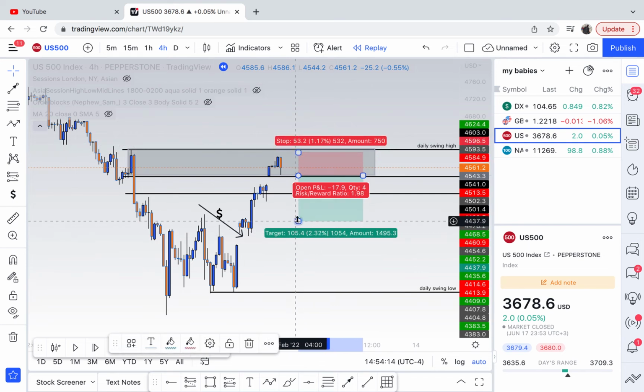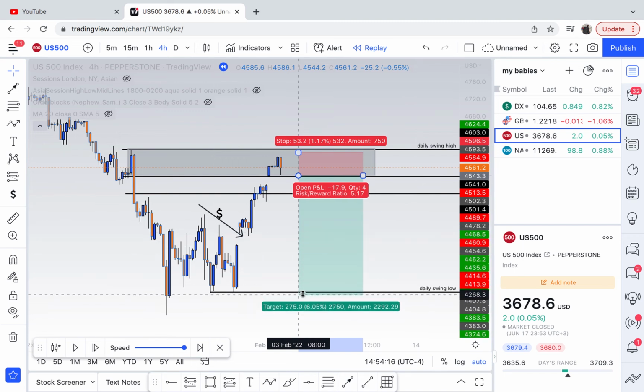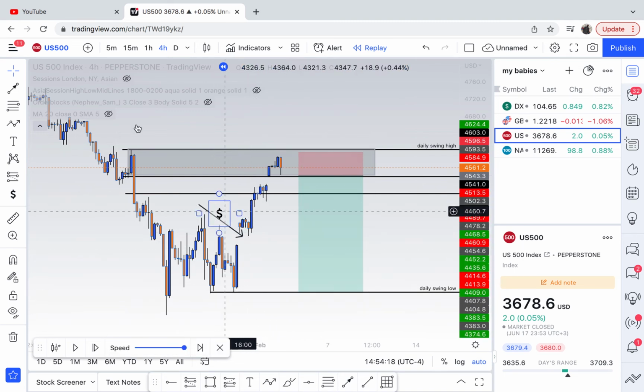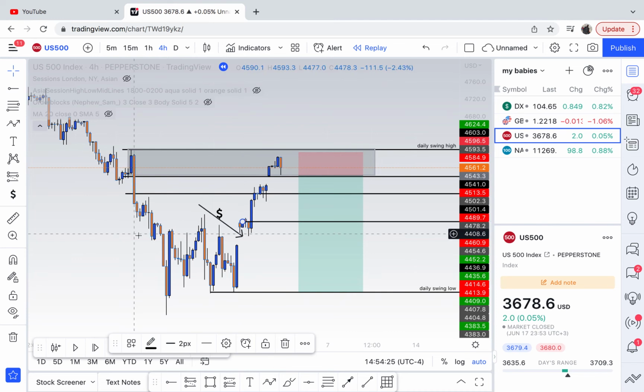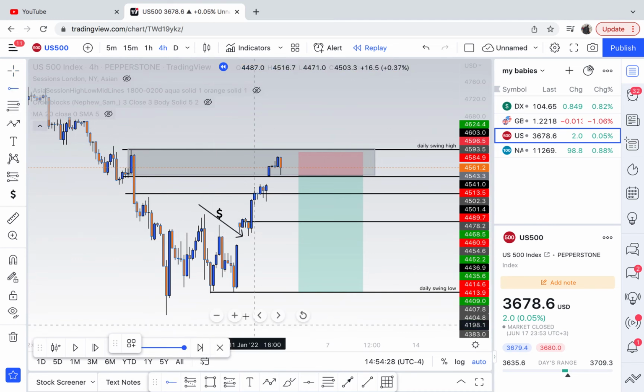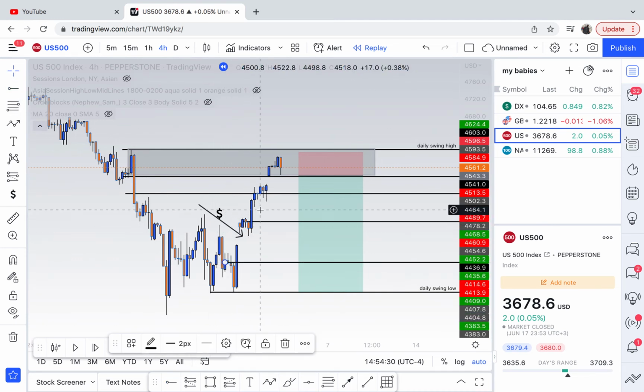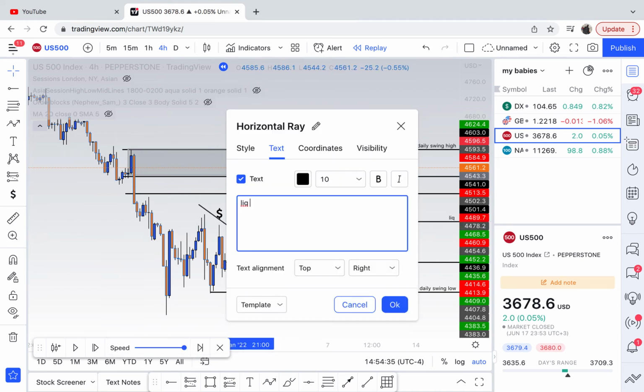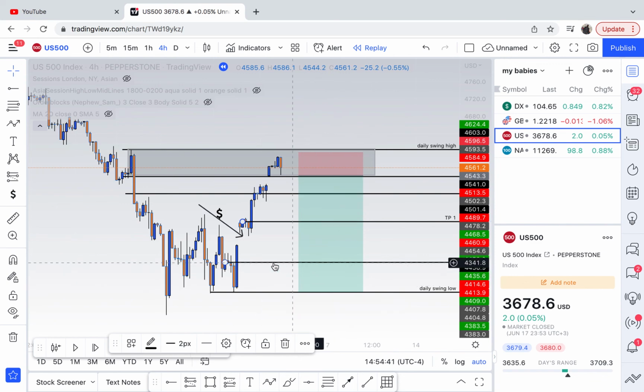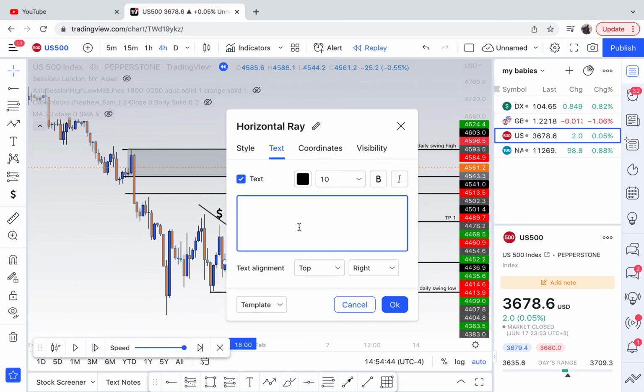Then, like I said, we will be targeting this daily low for long-term targets. But as you can see here, we also have another order block, which is a liquidity point. You can go back and watch my other videos on how to get out of the market, which is similar to the way to get into the market. So let's just say TP1 right here, and then TP2 right here.